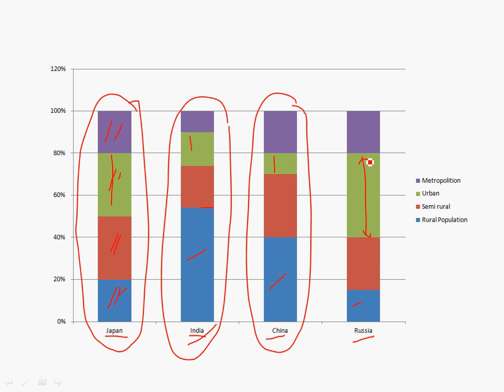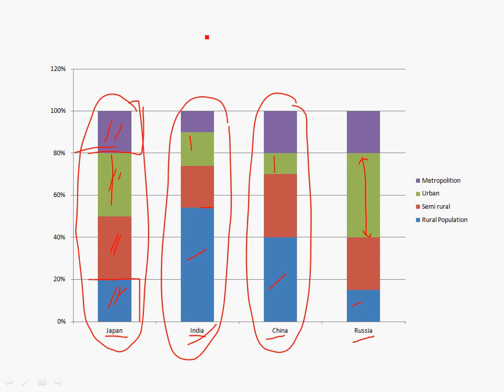Again, if the question asks, let's say, which of the countries have equal number of rural and metropolitan population, so we are interested in equal number. So this is 20%, and again this is 20%. So we can say Japan is the country where it has equal number of rural and metropolitan population. Similarly, if the population of each country is given and we have to find the number of people of each category, we can easily find using this graph, right? So this is again a very common representation.